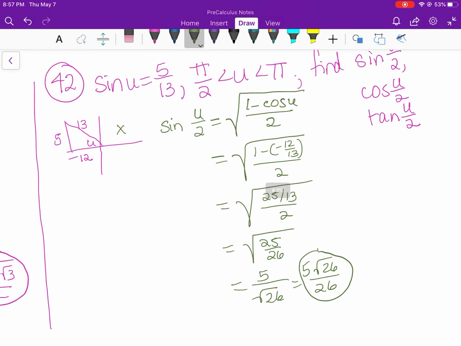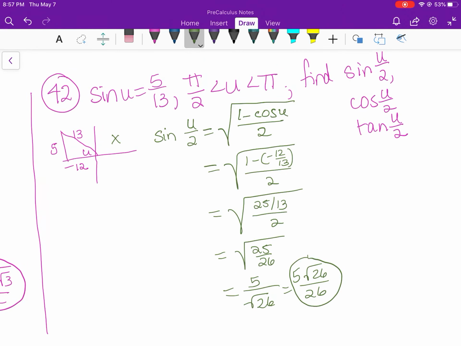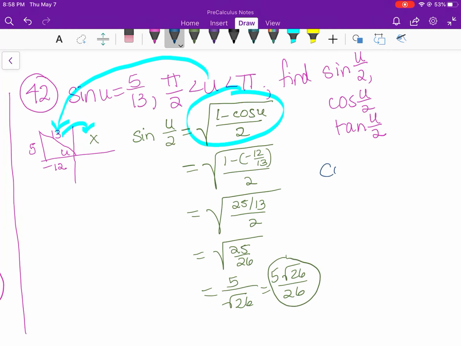So again, how did I know to use the positive square root right here instead of the negative? It all started with where is u at? U is over here in the second quadrant. Any angle in that second quadrant that I cut in half, remember you're doing a half angle, would show up back here in the first quadrant. In the first quadrant, sine and cosine and tangent are all positive, so I'm going to be using the positive square root.